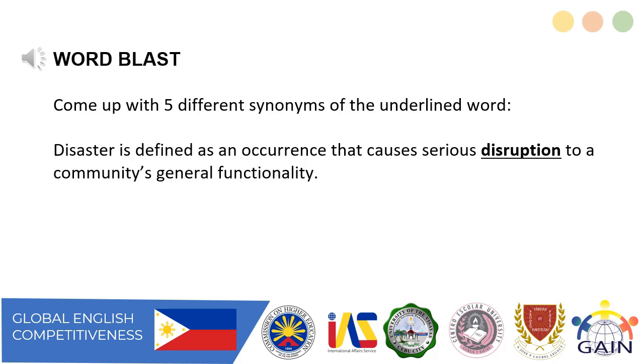Aside from your grammatical skills, it's also necessary for us to widen your vocabulary bank. So together, let us come up with 5 different synonyms of the underlined word. Let's start with the first sentence. Disaster is defined as an occurrence that causes serious disruption to a community's general functionality. What other synonyms of disruption can you think of? For now, I can think of disturbance, interruption, disorder, turbulence, chaos, breakdown. What about you?